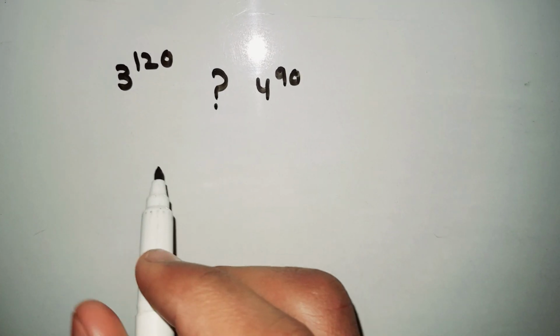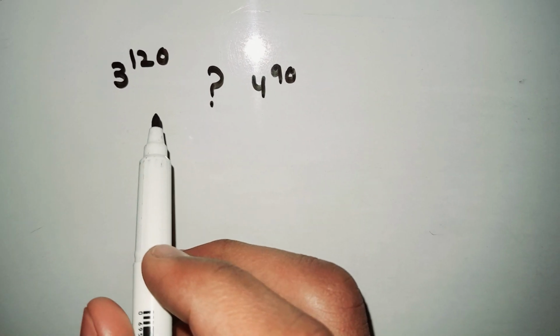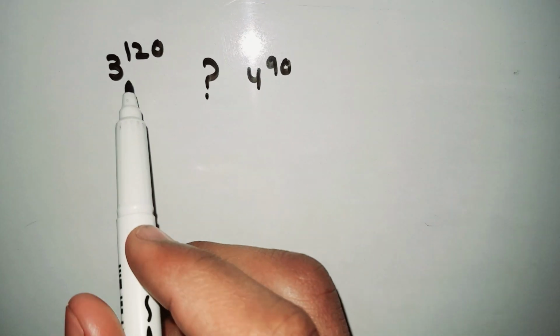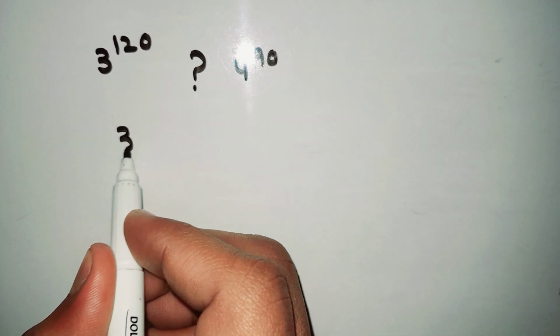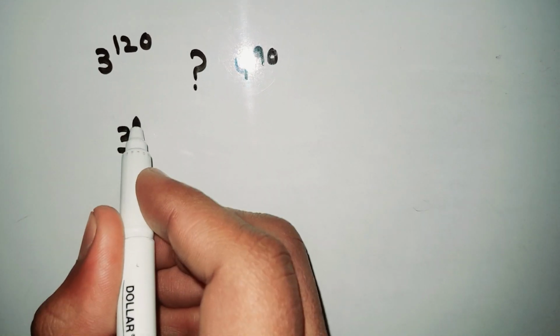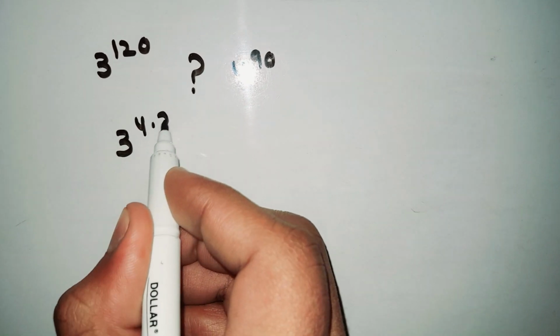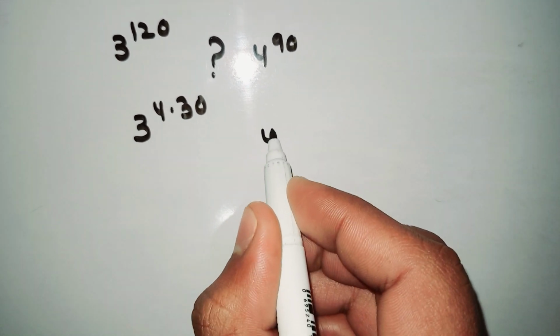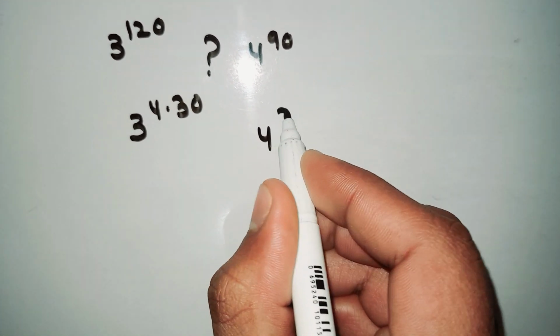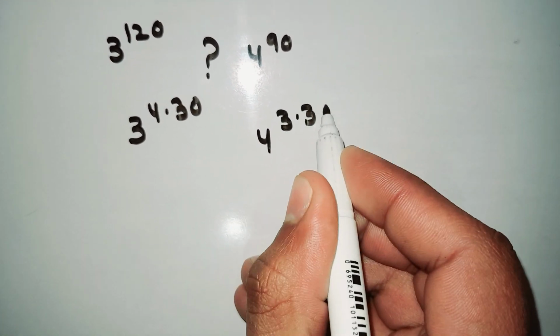In this video, we are going to solve this problem. We have to find which one is greater, either this or this. So, first of all, here we write 3 power 120 as 4 multiplied by 30. And we write this as 4 power 90, which is 3 multiplied by 30.